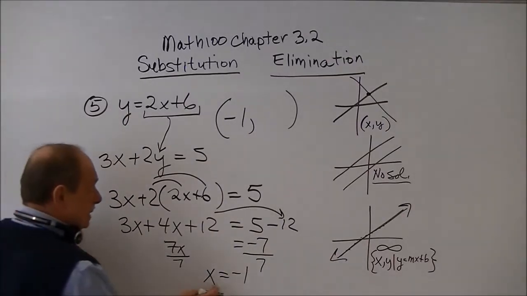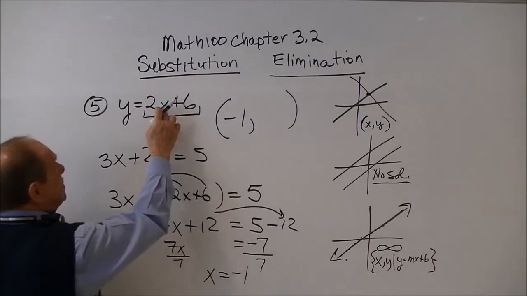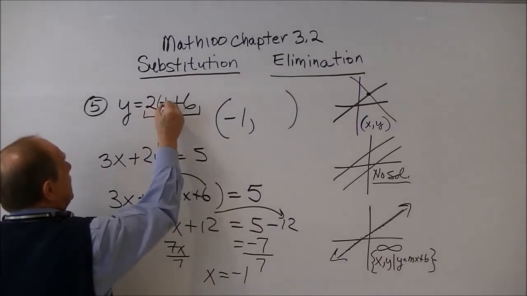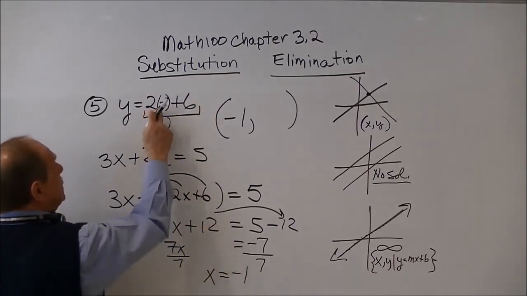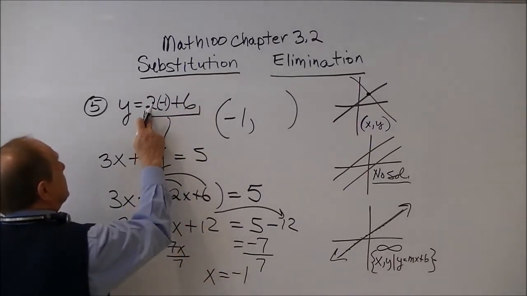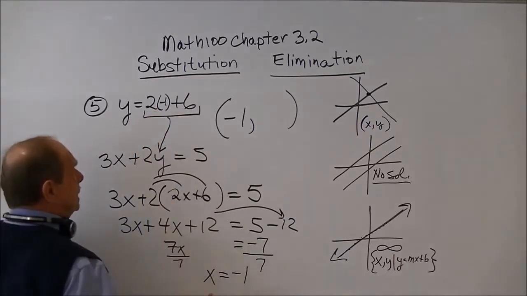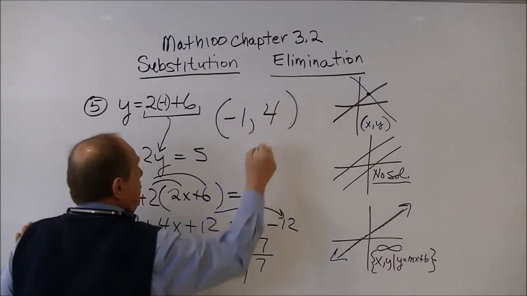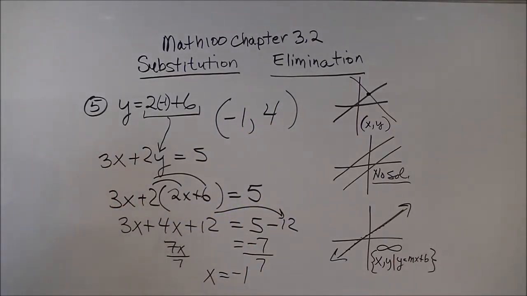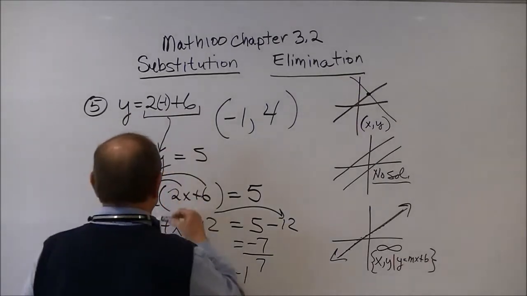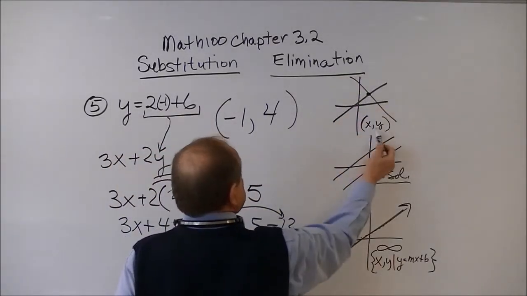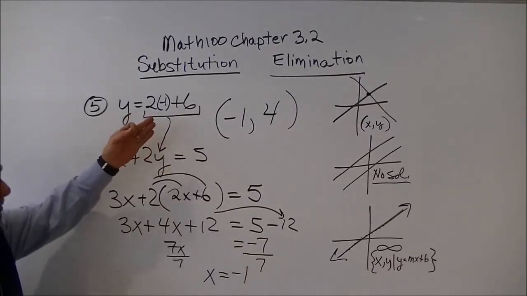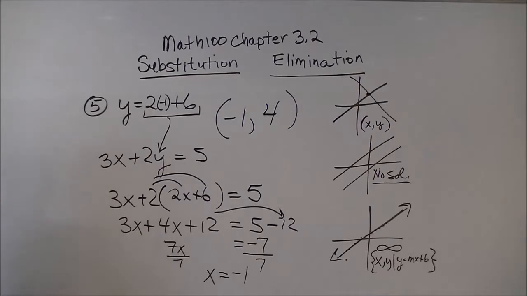I know that x equals a negative 1, so I go back into, perhaps, the other equation. You could use either one. Put my negative 1 where the x was. This is 2 times negative 1 is a negative 2, plus 6 gives me a 4. And that is my ordered pair. That's where these two equations would intersect at that particular point. And this would be a solution for either equation.